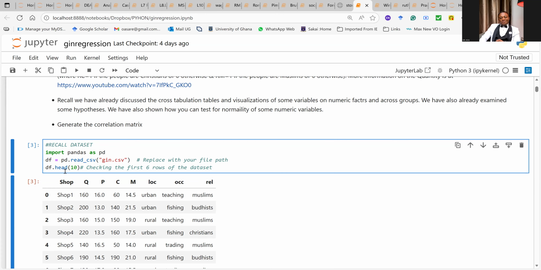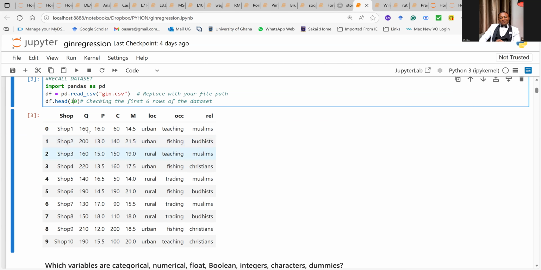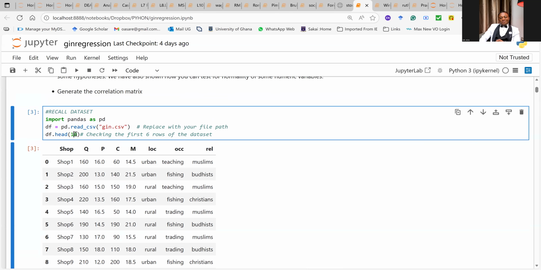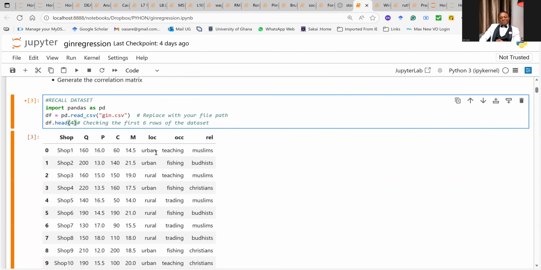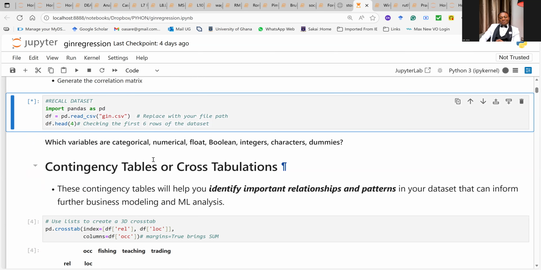Then this first command is just to look at the top 10 rows of the data, which is what you see down here, but I want you to run it. I'm going to show just the first 4 rows instead of the 10 rows. You can do the same thing just to feel what you're doing. So this is the first 4 rows of the data. Let's see if that is going to show.